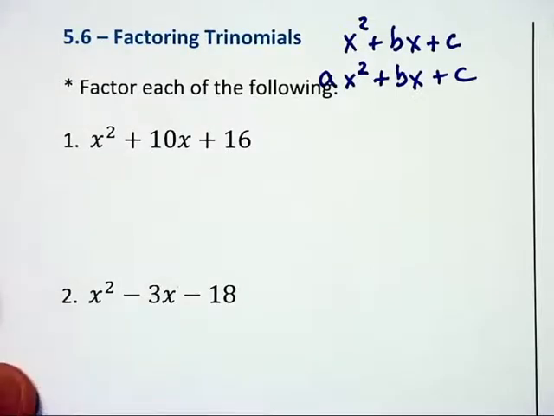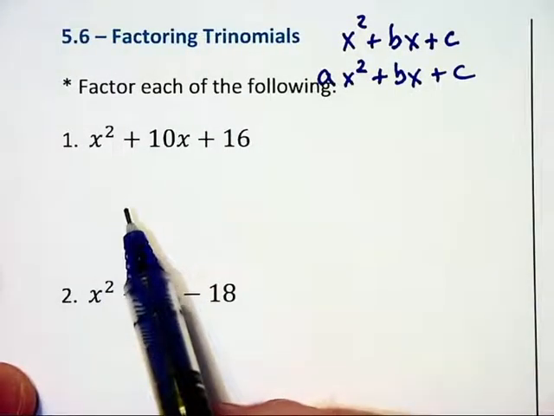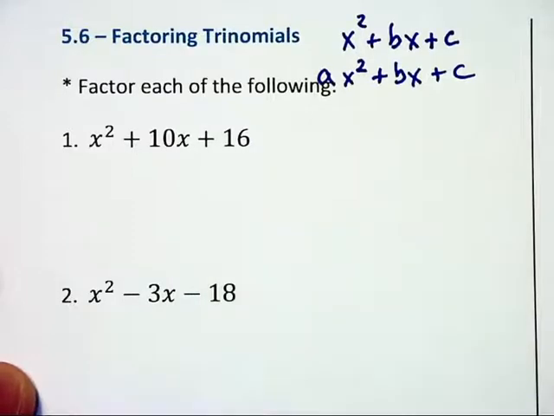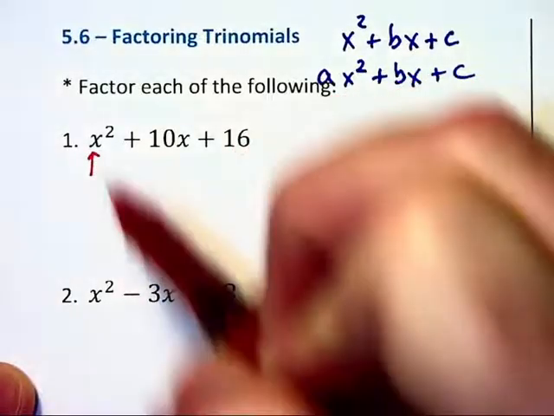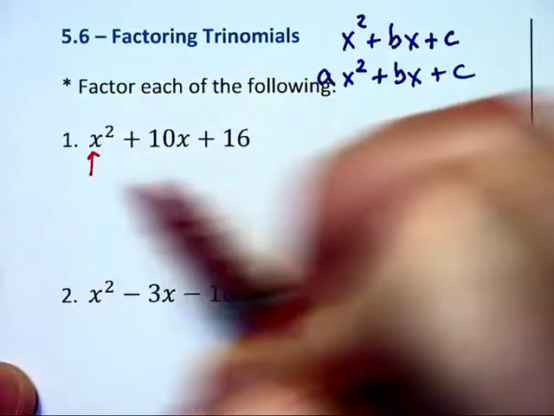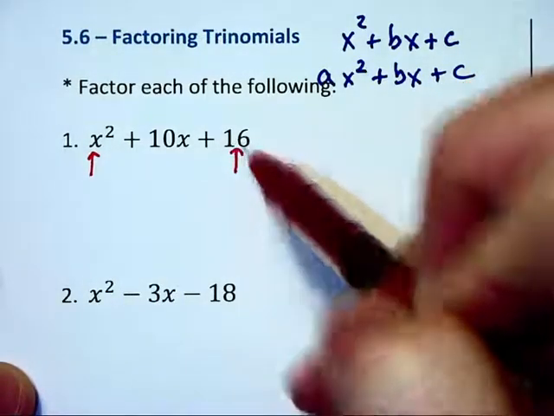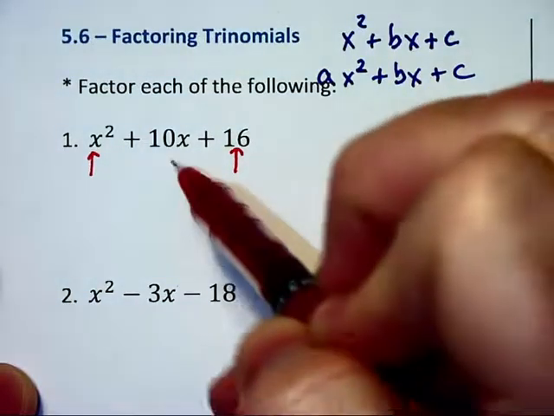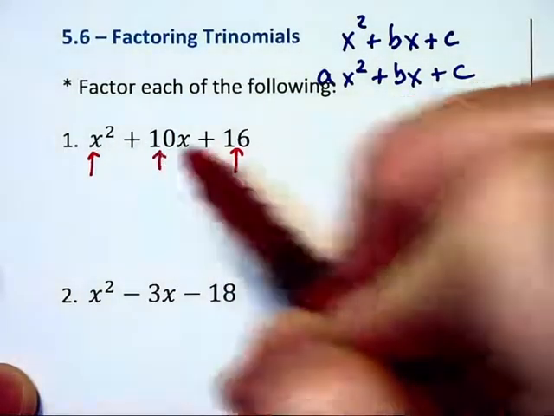Factoring is a division process, and the answer to a factoring problem should be multiplication. What we want to do is break this up into two parentheses such that the first terms of FOIL give us x squared, the last terms of FOIL give us 16, and the two middle terms add or subtract together to give us 10.